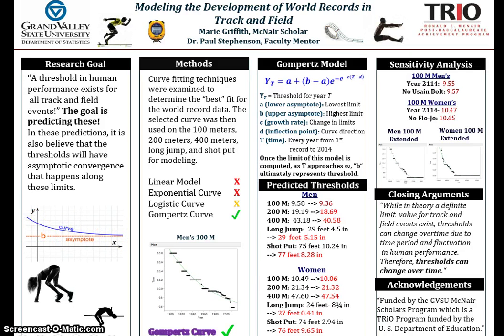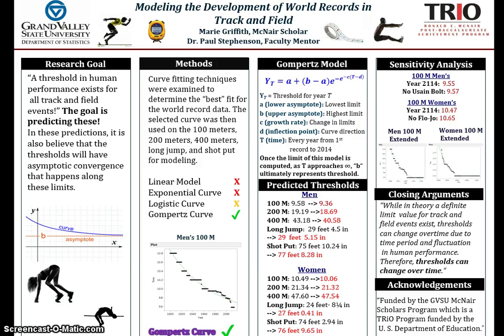Now, this research has been done before, and in the literature sources that I reviewed, the most common technique for doing this modeling was curve fitting techniques. So you test out a bunch of curves to see the quote-unquote best fit for the world record data. And in this project, it was done on the 100, 200, 400 meters, the long jump, and the shot put. Now for the models and curves that I've tested, one, the linear model, this did not work out too well because the linear model is saying that there is a constant decrease in the world record until it reaches zero or the asymptote, which is not the case.